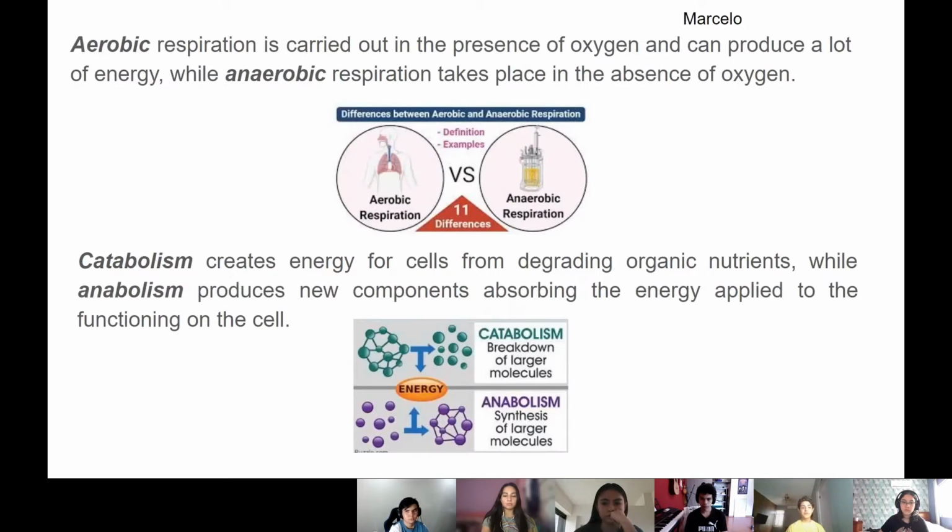Aerobic respiration is carried out in the presence of oxygen and can produce a lot of energy, while anaerobic respiration takes place in the absence of oxygen. Catabolism creates energy for cells from degrading organic nutrients, while anabolism produces new components, absorbing the energy applied to the functioning of the cell.